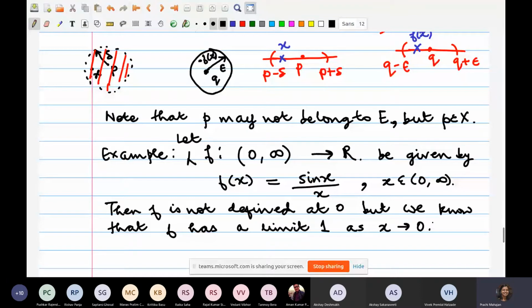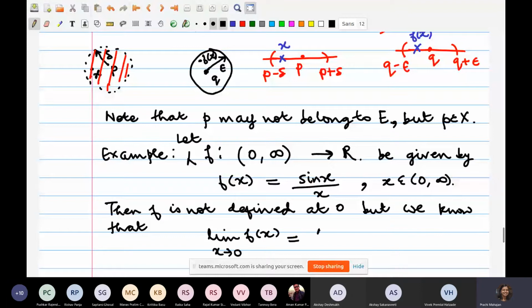Or maybe, I have introduced this notation, so I'll write that in the notation that is everybody with me up till this point? Yes, ma'am. Okay, all right. So this limit exists and equals 1. All right. The next point is, it is very well possible that the point P belongs to the set E.